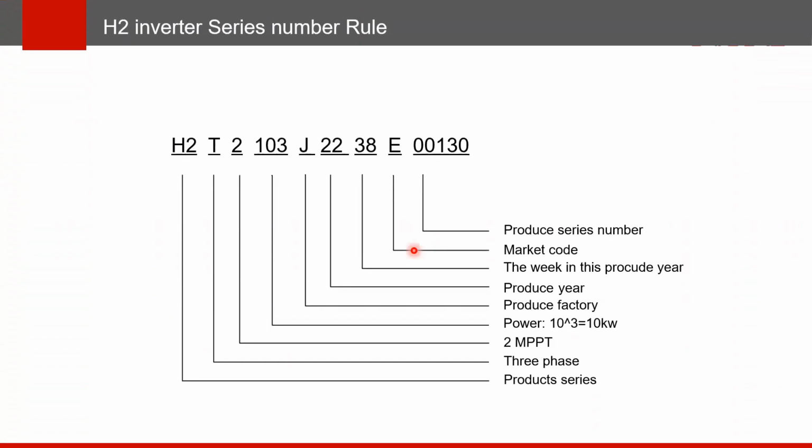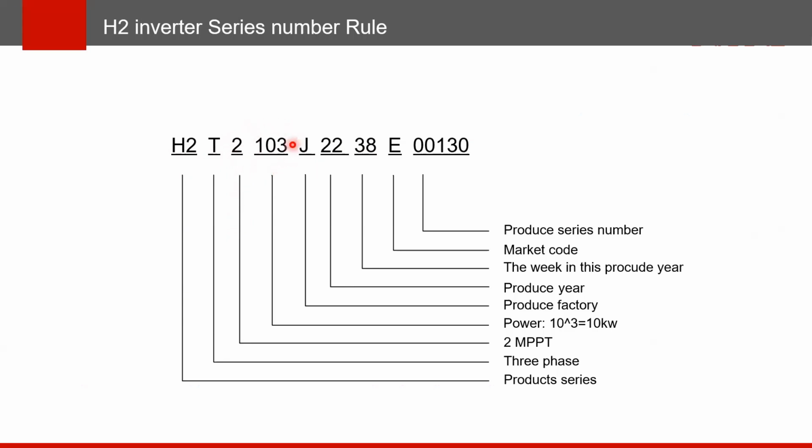This is more detail of this naming room. We only need to know about these parameters. Do you remember what the H means? Yes, it's hybrid, right? And the 2 means this is the second technology. We also have H1, but this is H2, the second technology. And the T means three phase, and S means single phase. And this 2 means two strings, two MPPT.